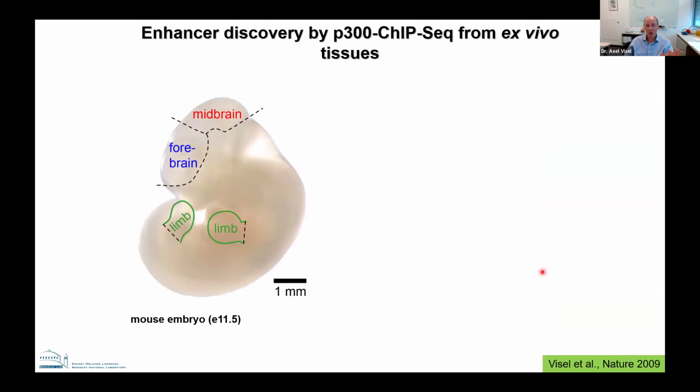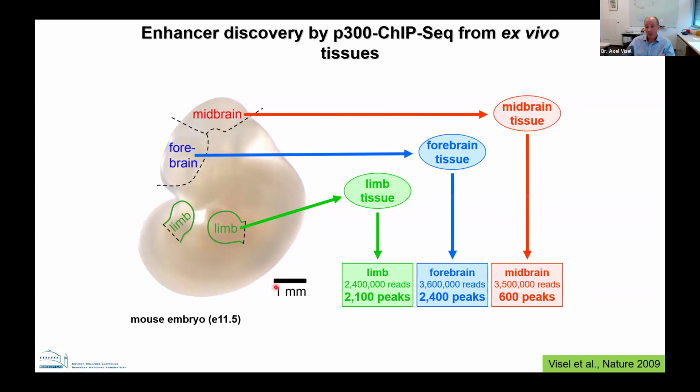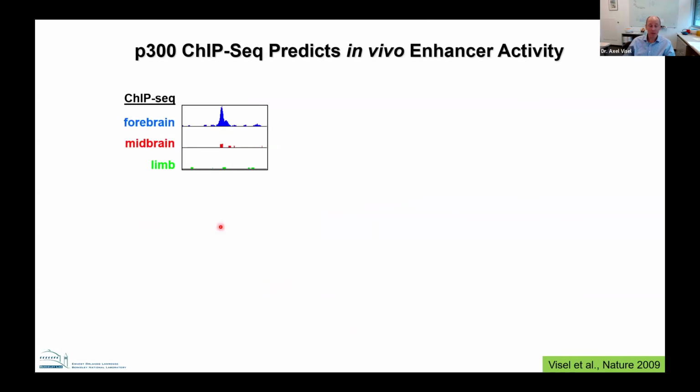So just to give you a broad sense of how these two different methods align, this is again from our first attempt at doing this. We collected three different tissues. We did ChIP-seq. Again, this was in the early days of next-gen sequencing, so these numbers of reads that you get genome-wide are not that impressive by today's standards, but they were sufficient to get thousands of peaks genome-wide, most of which were specific to just one of these tissues. And we then compared this with results in transgenic mouse assays. So here are just a few examples to illustrate what this looks like.